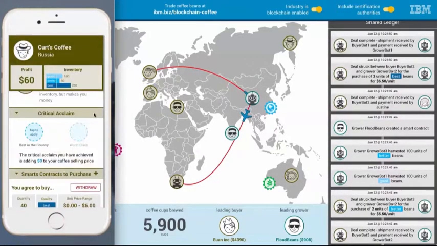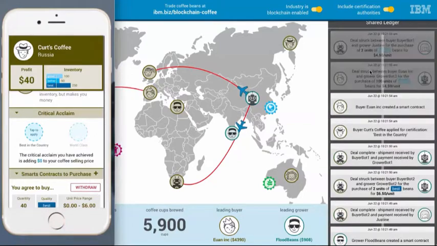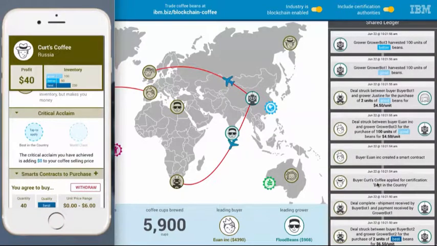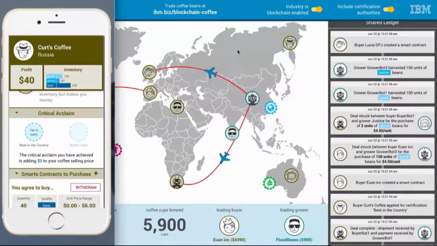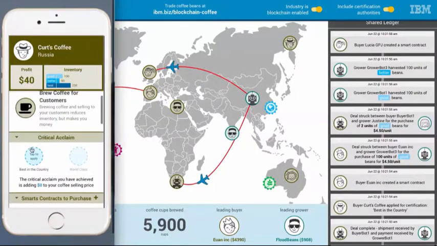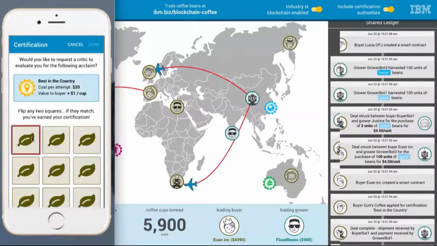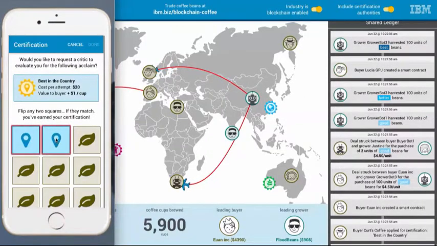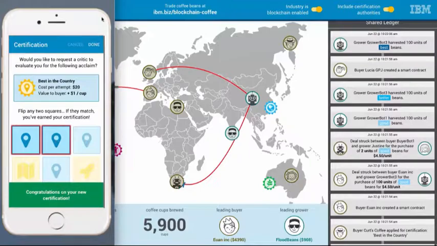When I hit done, we should actually see popping up on the ledger, there it is, the fact that I have tried to achieve my certification and I didn't get it. So I've got $40 of profit left. Let me come in here and hopefully I'll get my certification at some point. There we go. I got my certification on my second try. Congratulations on my new certification.